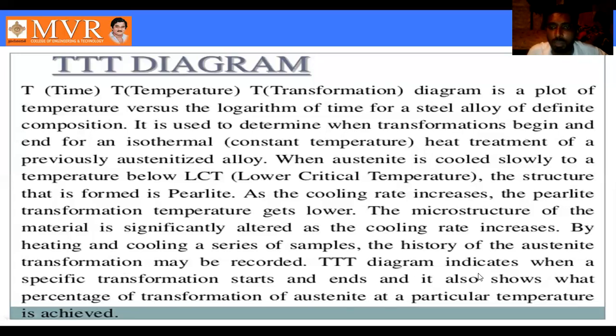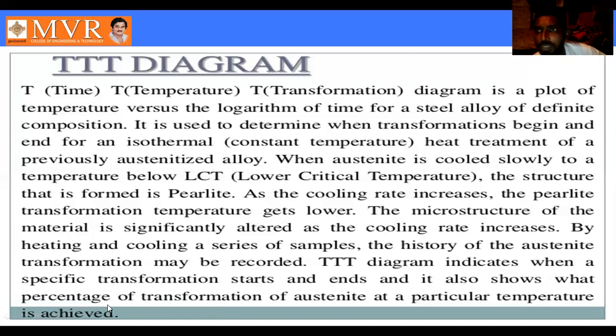The TTT diagram indicates when a specific transformation starts and ends, and it also shows when a particular percentage of transformation of austenite at a particular temperature is achieved. So the diagram indicates when the specific transformation starts and ends.